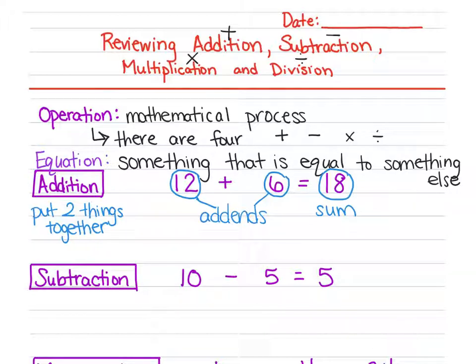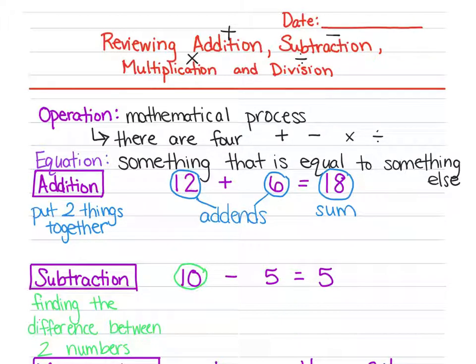Now, moving on to subtraction. When you're doing a subtraction problem, you're really just finding the difference between 2 numbers. Now, a subtraction problem has the big number. That number is called the minuend. And this is not a word that we use very often, but it is the real word for the largest number in a subtraction problem. Now, the number that you take away from the minuend is called the subtrahend.